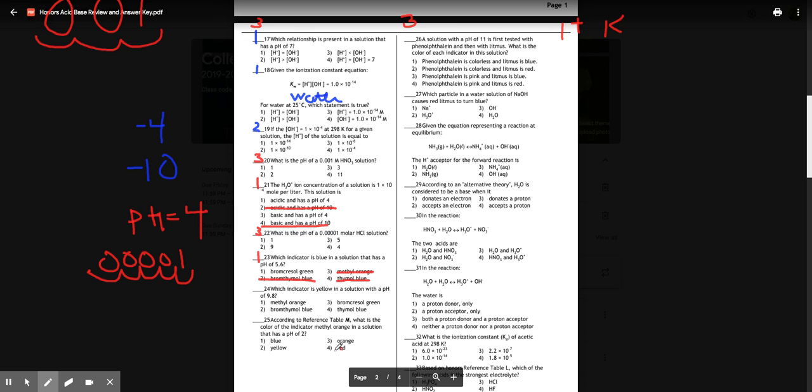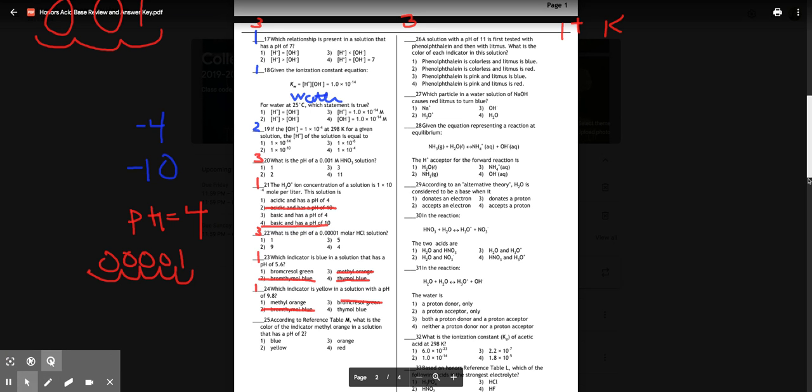Which indicator is yellow in a solution with pH of 9.8? So 9.8 methyl orange. That could be our answer because 9.8 is to the right of 4.4. You need to be looking at table M. Brome thymol blue is yellow in low pHs. Brome cresol green is yellow in low pHs. Thymol blue is yellow 8.0 and below. And so since we have 9.8, it has to be choice 1.